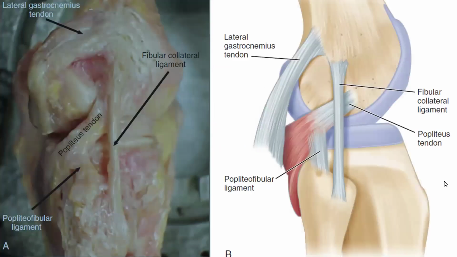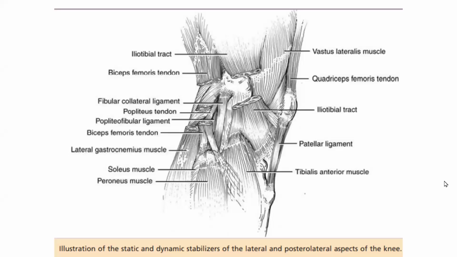These show you the fibular collateral ligament, the popliteofibular ligament, and the lateral gastrocnemius, which all take part in stabilization of the lateral portion of the knee. This is a pictorial showing you the same structures I just spoke about. So you have the dynamic.